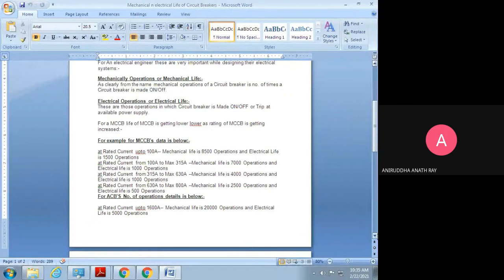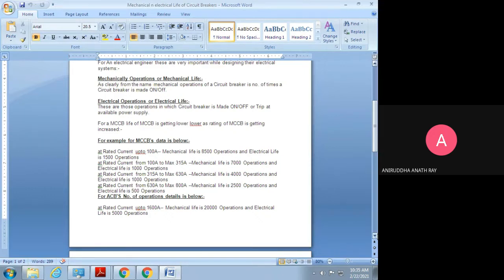Now again, let us take an example for the MCCB's data below. A rated current up to 100 amperes: the mechanical life is 8,000 operations, means these many times the circuit breaker can perform on or off. And the electrical life is 1,500 operations, means the operations in which the circuit breaker is made on, off or trips at a power supply.